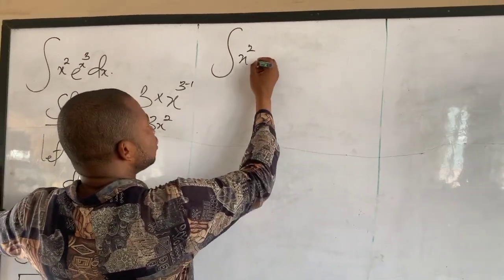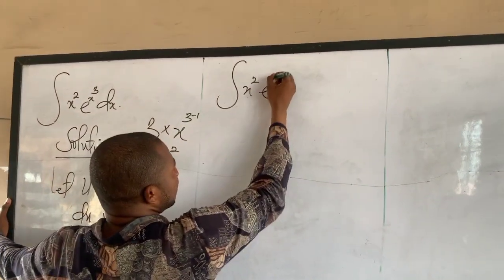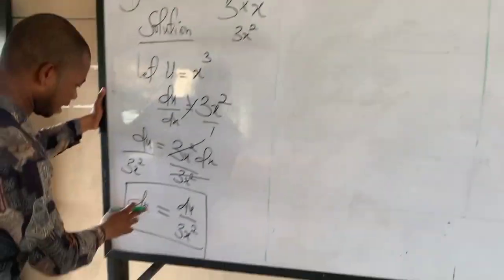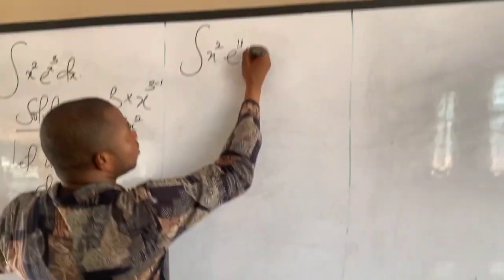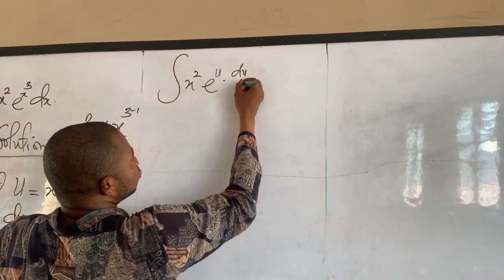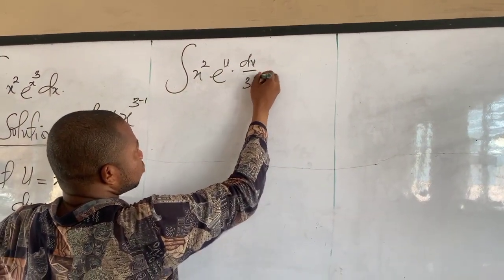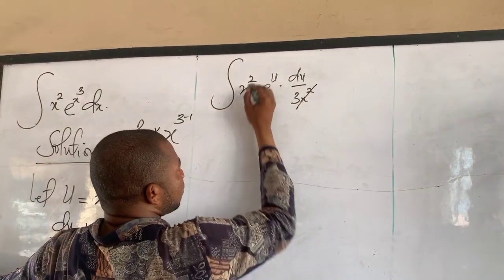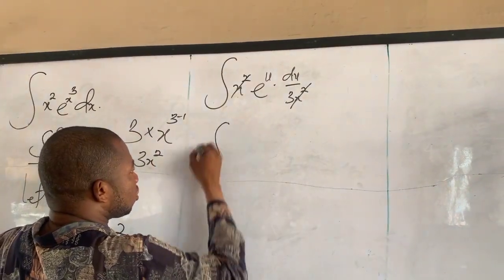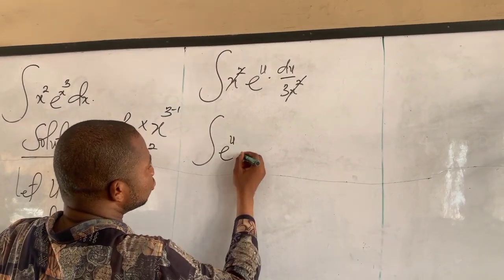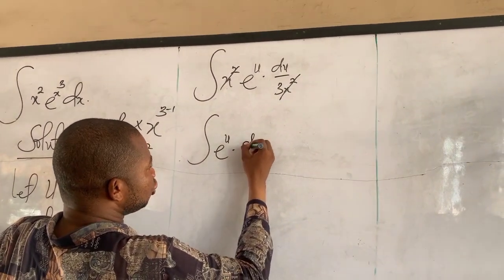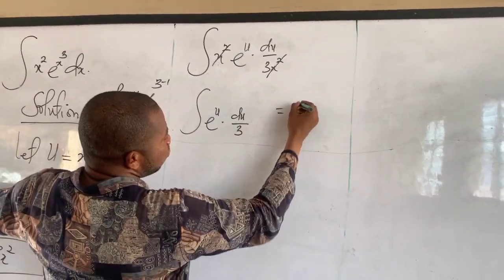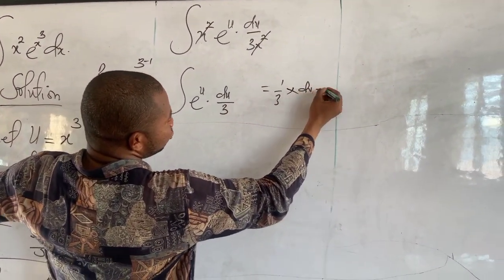Now that I've gotten this, I can go back to the equation, which is integral x squared exponent x cubed. Don't forget our x cubed is already u. Then dx, what is my dx? dx is du over 3x squared. So times du over 3x squared. Mind you, x squared is up, x squared is down, so x squared will cancel x squared. So I'm now left with integral exponent u, du over 3.